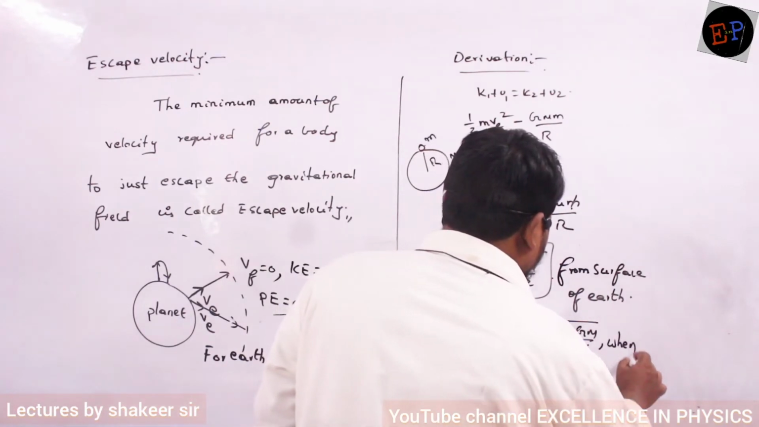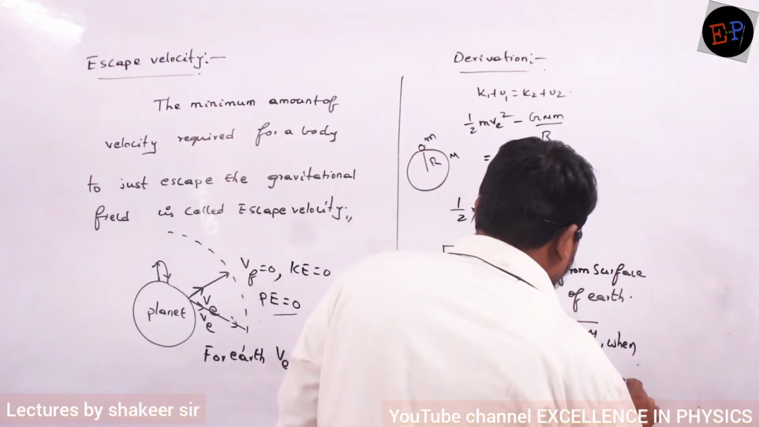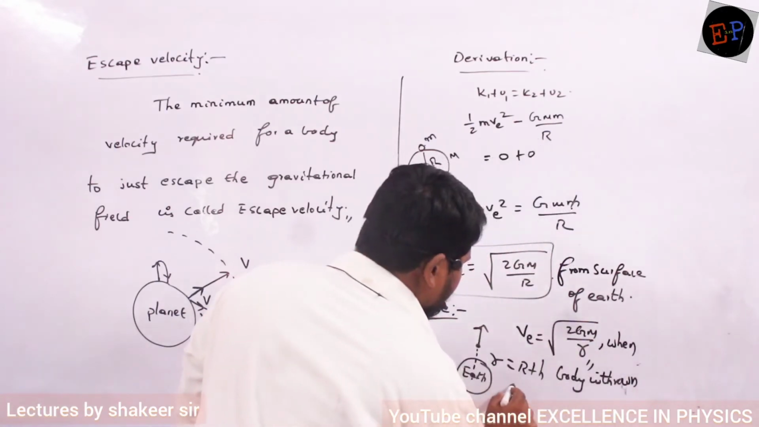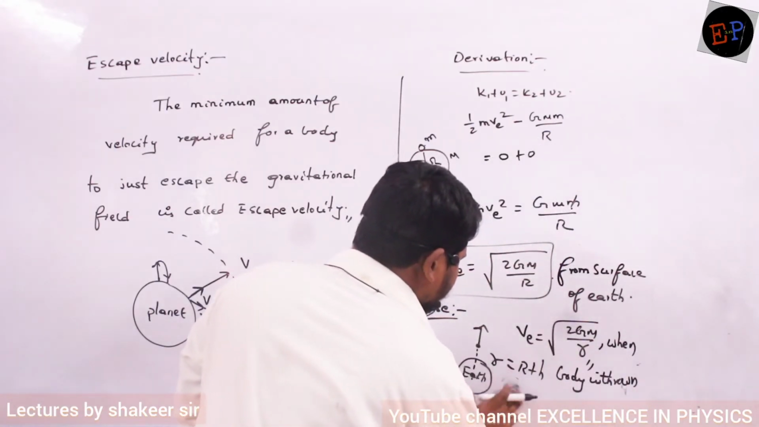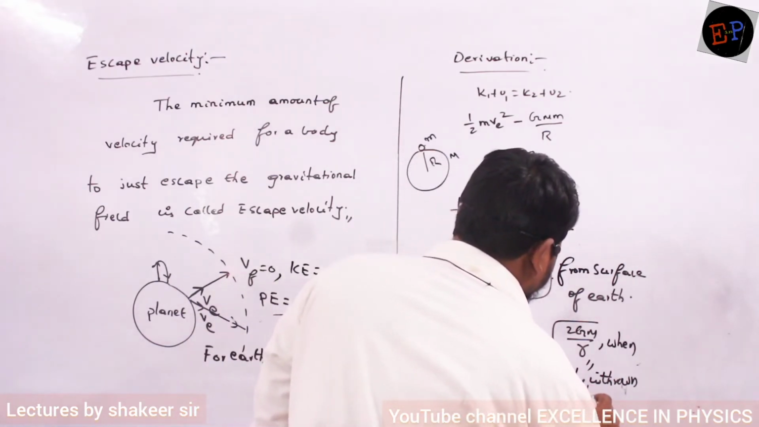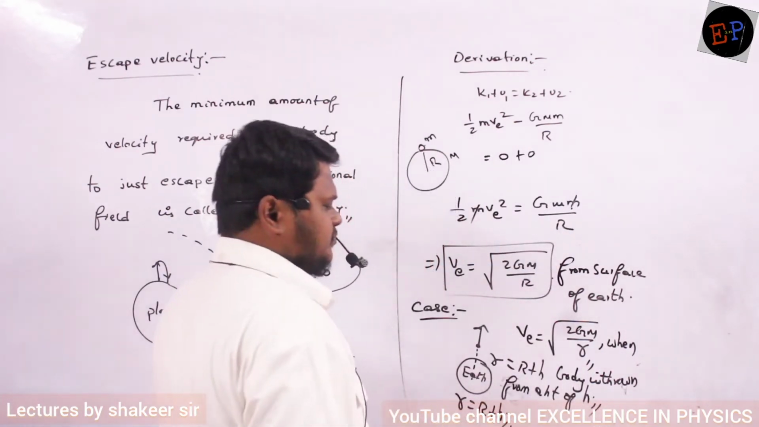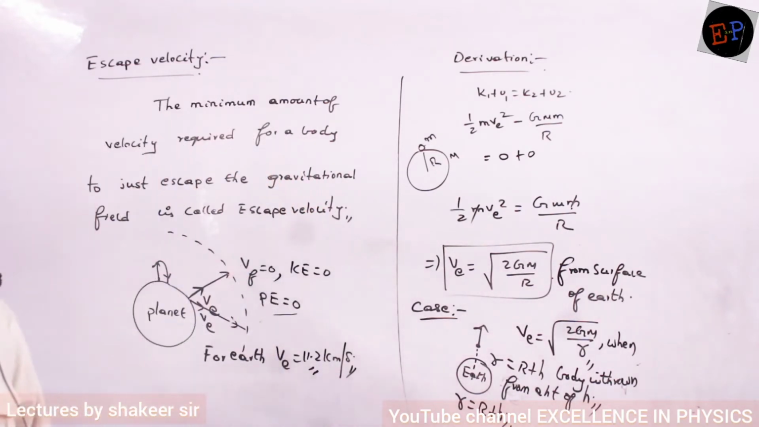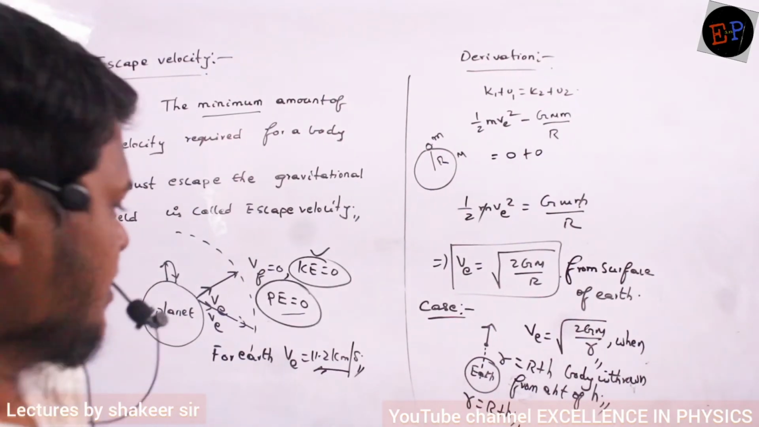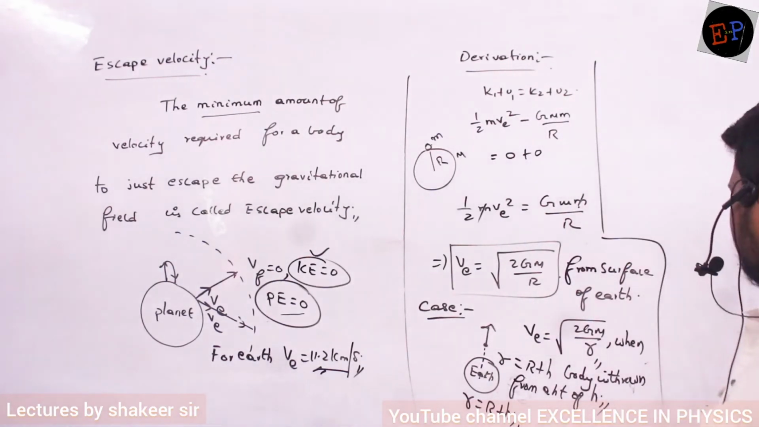When the body is thrown from a height of h, where this small r is equal to R plus h. Are you able to understand the conditions? That's all. Make a note up to here, then we will study some more details about this one. So we have written up to here.